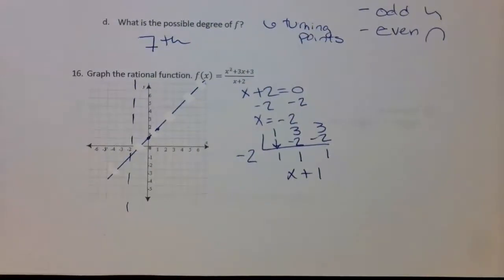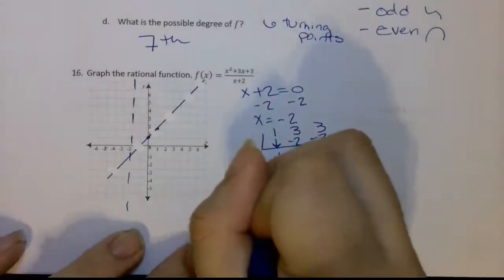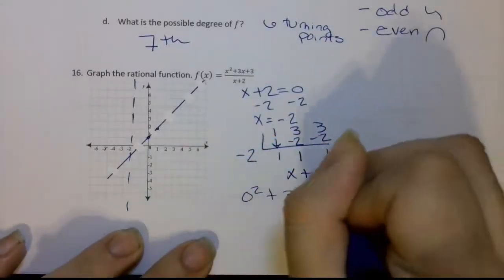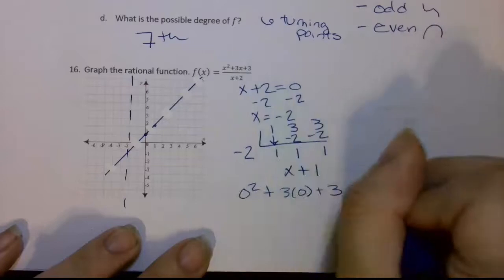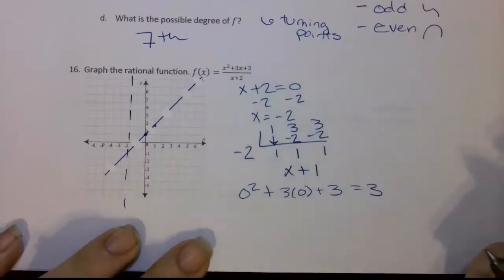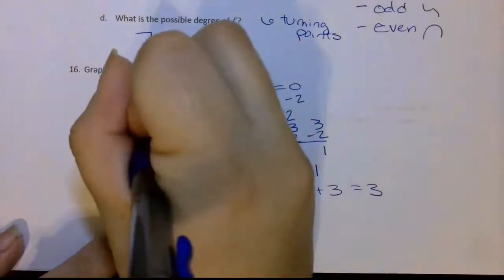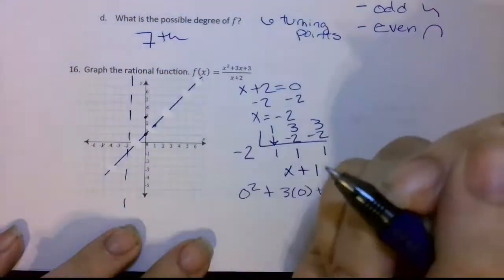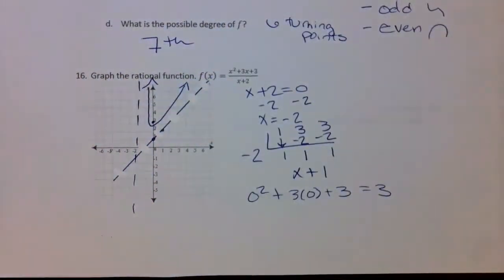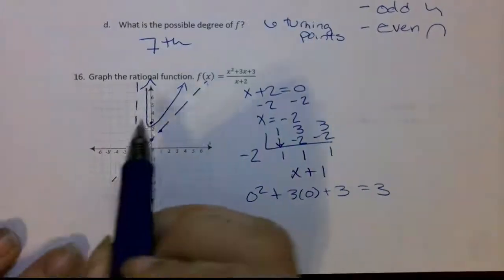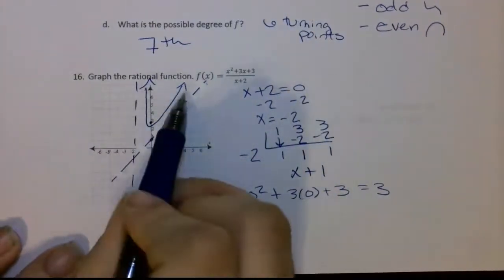Then what I want to do is find my 0 for the numerator if possible. So if I plug in 0, I have 0 squared plus 3 times 0 plus 3. That gives me just 3. So that means I have a y-intercept at 3. Because this is inside that triangle piece, that means this piece of my graph is going to curve like that. So on this side of the vertical dashed line, this is what that graph is going to look like.